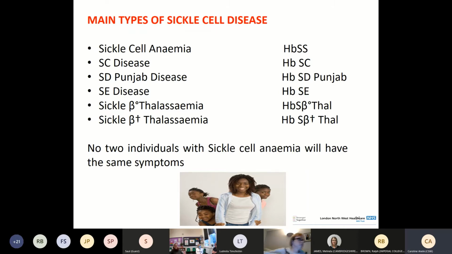As we said before, there are different types of genes, and also with sickle cell disease, there are different combinations. The constant is that there is an S in the combination. So S and S we usually will call sickle cell anemia. S and C will be hemoglobin S disease. S and D will be hemoglobin SD Punjab disease, and so on. No two individuals with sickle cell disease have the same symptoms, even when they are siblings. So there is slight differences. And also different combinations produce different severities, as we'll talk about.